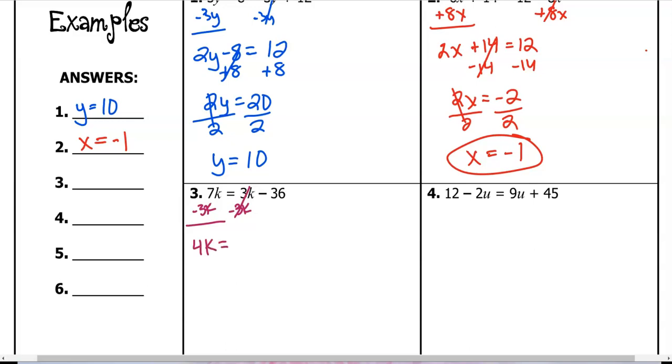What are we equal to? There you go. Well, this is nice. Go straight to divide. We don't have a loose number, right? So we can go straight to dividing, and we get K equals negative almost 9. There you go.